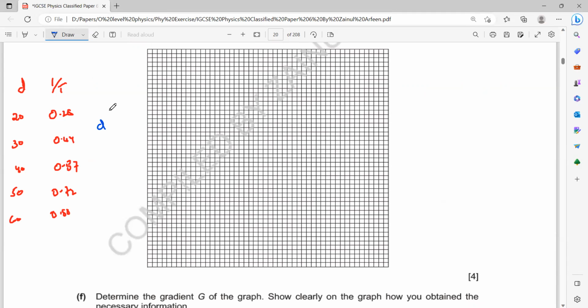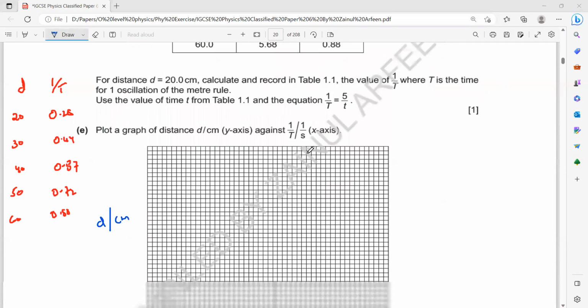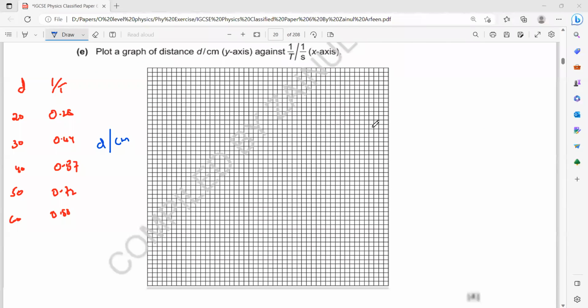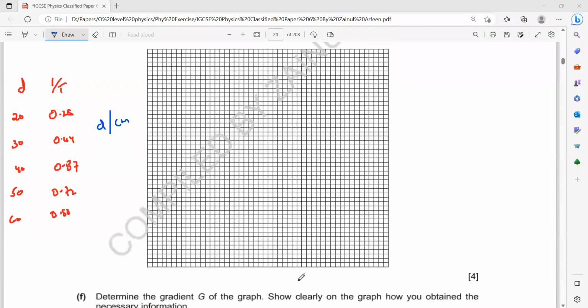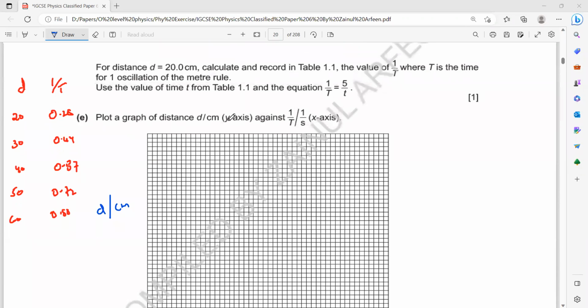And how to label the axis? Write the quantity slash the unit. Then on the x-axis, they mention 1 over T is there. So 1 mark is for labeling the axis: 1 over T slash 1 over second. It is very easy to label the axis because even the units are given: D in centimeters and 1 over T in 1 over second.